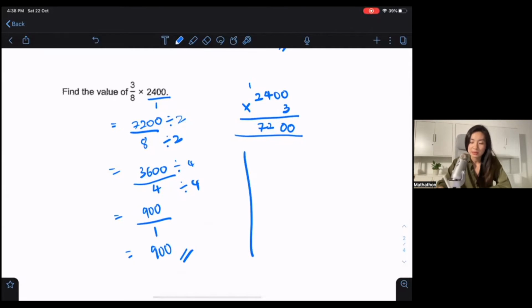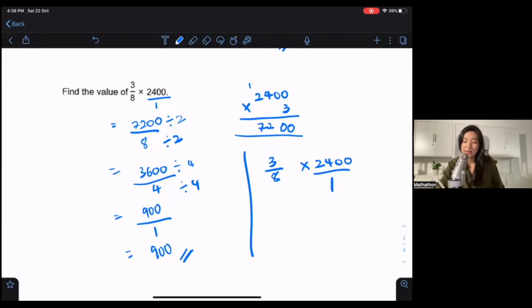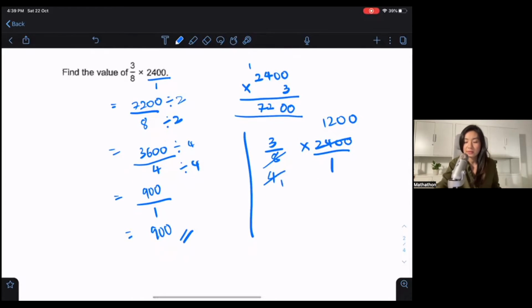Then next, what about the other method that I was talking about? In fact, you can cancel diagonally. So you can cancel 2,400 and 8. I'll do it the long way for you. 8 divided by 2 is 4. 2,400 divided by 2 is 1,200. So now 1,200 divided by 4, I will just get 300 because 12 divided by 4 is just 3. Now I have nothing left for my denominator. I will just go on to multiply my numerator and I will get 900. In both methods, I get the same answer.